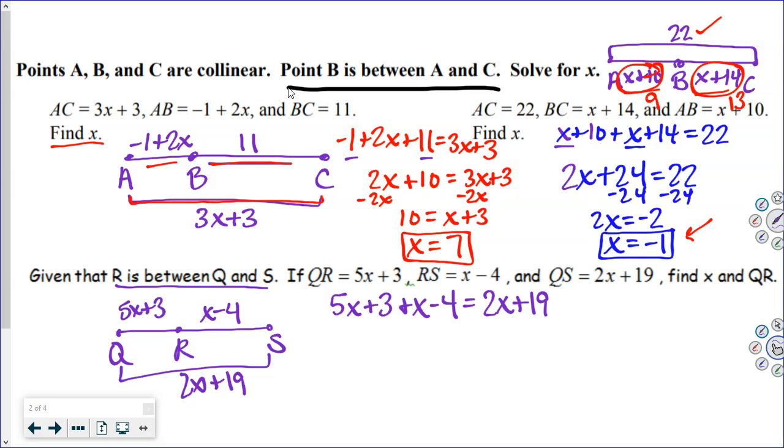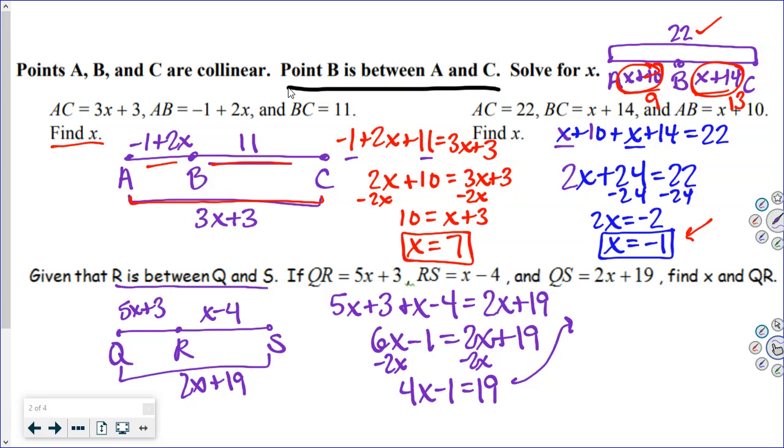Again, from here on out, it's just an algebraic equation. Combine my like terms to get 6x minus 1 equals 2x plus 19. Subtract my 2x from each side. I get 4x minus 1 equals 19. Move the 1 over, so I have 4x equals 20. When I divide, I get x equals 5.